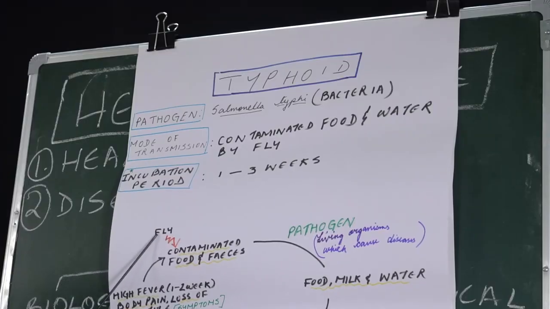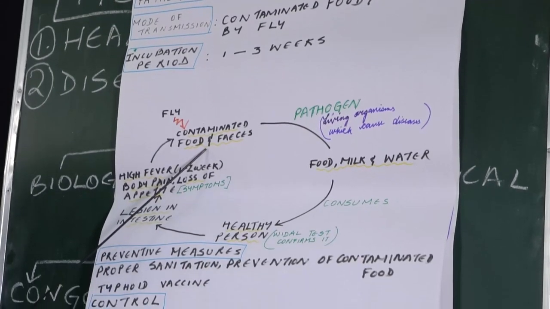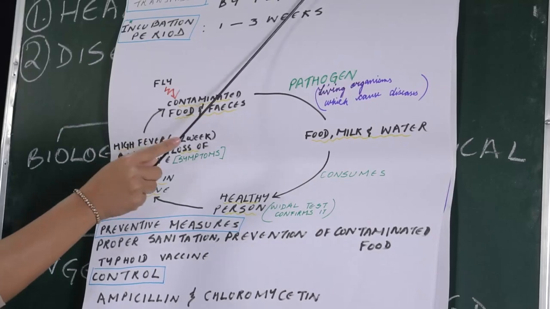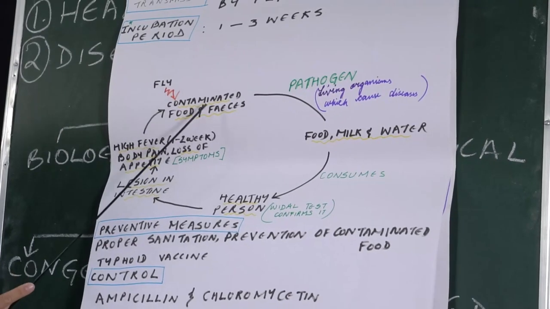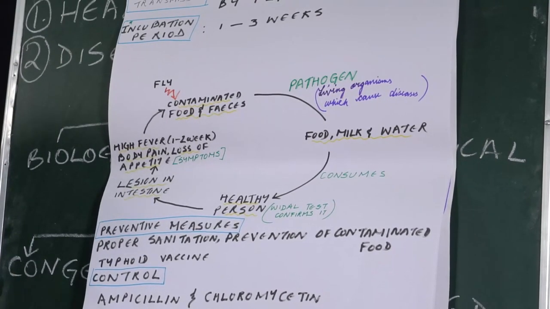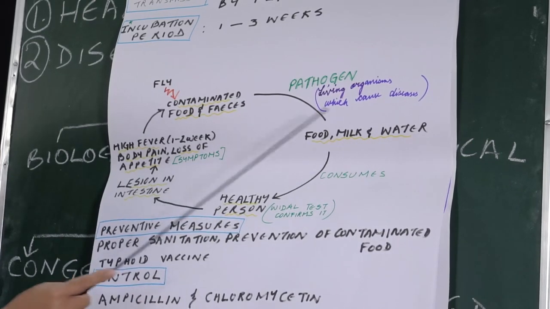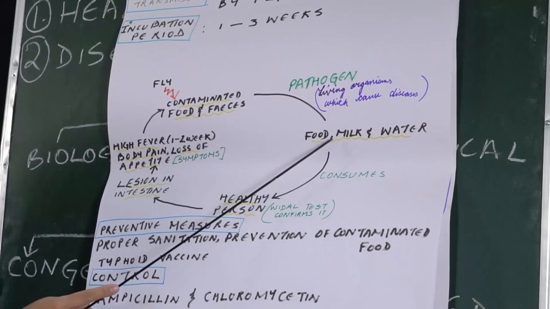In this case, what it's showing is that this fly goes to the contaminated food and feces. Why do I say contaminated food and feces? That means those which have the bacteria, Salmonella typhi, in it. That means the one who is having typhoid. When the feces are out in the open, the fly will go and pick up the bacteria and then go to different houses. Let's say it goes to one particular house and eats the food or goes near the milk or near the water. What will happen is that the fly is transporting the pathogen, that is the living organism, to the food, milk and water.